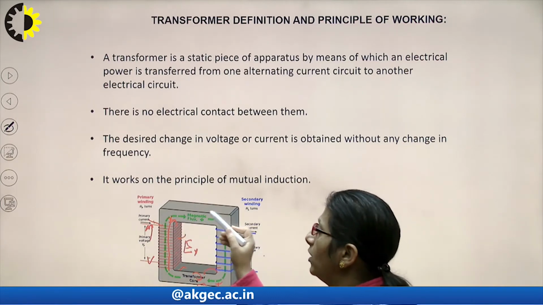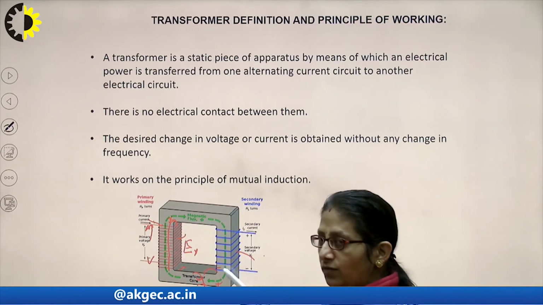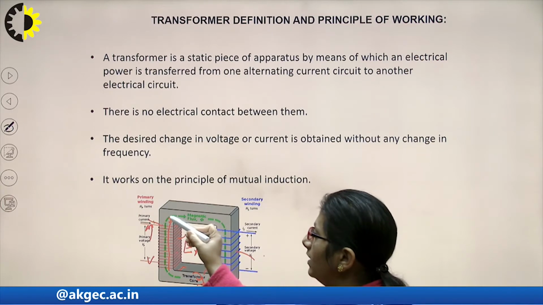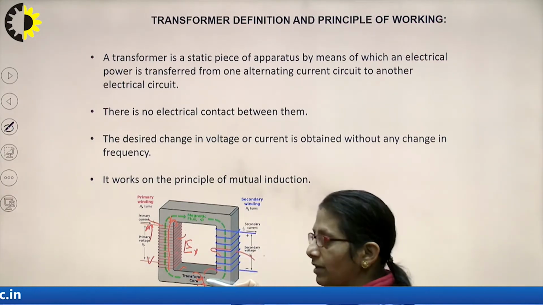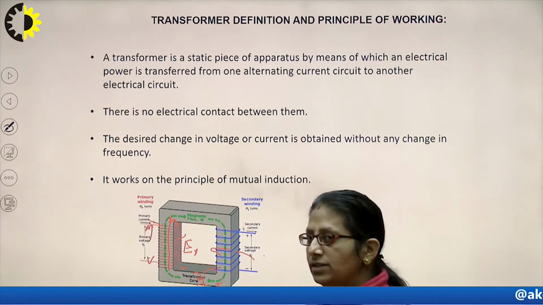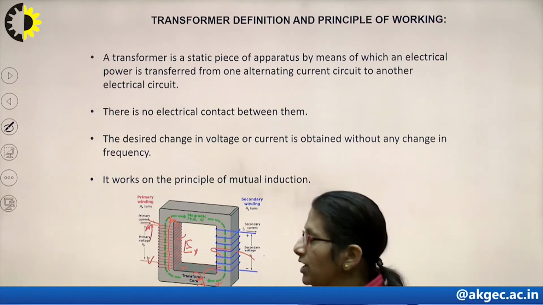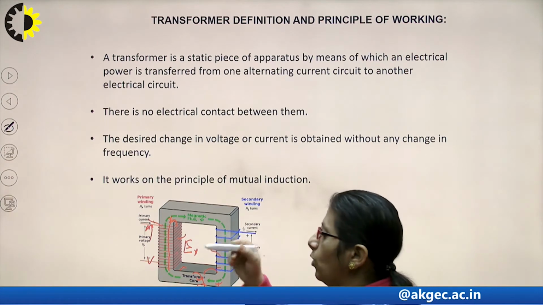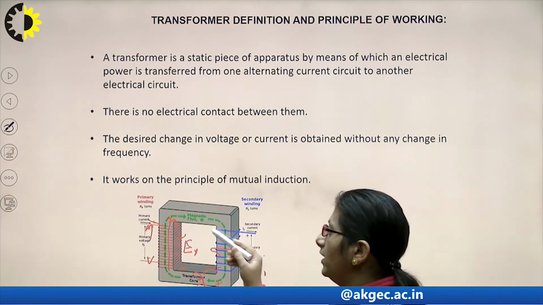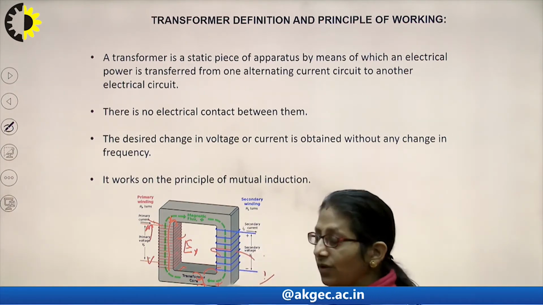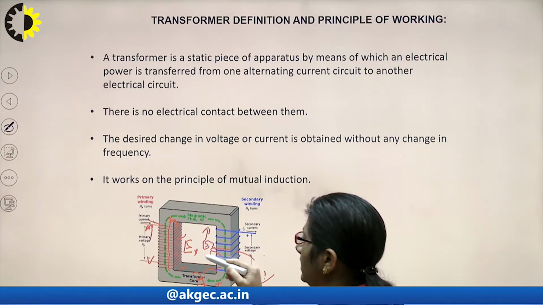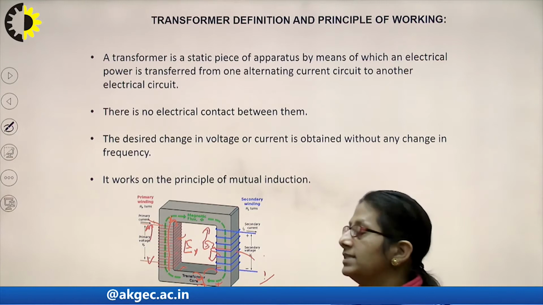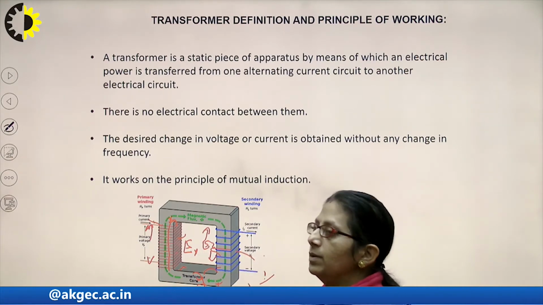Similarly, as I have a common core in the transformer, the same flux travels through the iron core and links with the secondary winding. Once again, the nature is alternating; that is not going to change. So, when this alternating flux links with the secondary coil, it will once again generate an EMF in the secondary coil, which I call E2. So, in the secondary also, an EMF is being generated.